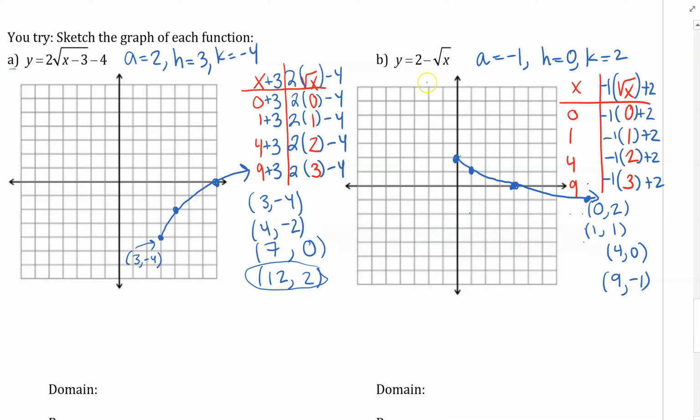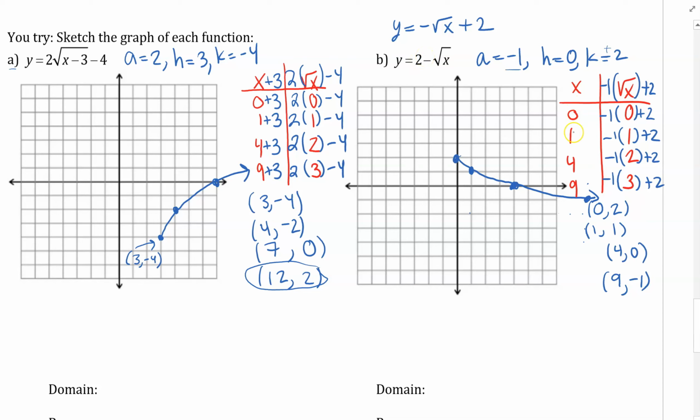In the second one, it might help if you rewrite this equation to have the negative square root of x first and then plus 2. Then it's probably more obvious that A is actually negative. There is no H because nothing's added to x under the radical sign, and K is actually positive because it was coming before the subtraction, not after.